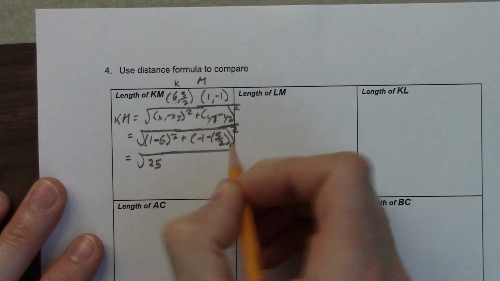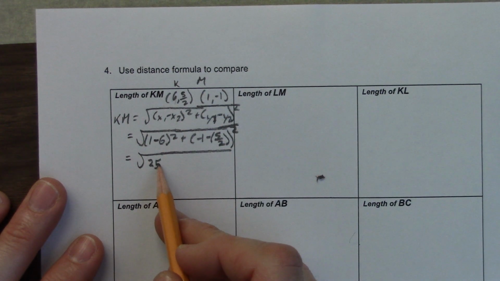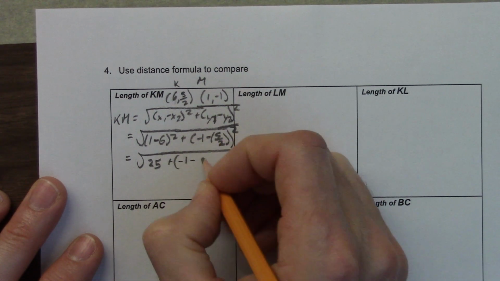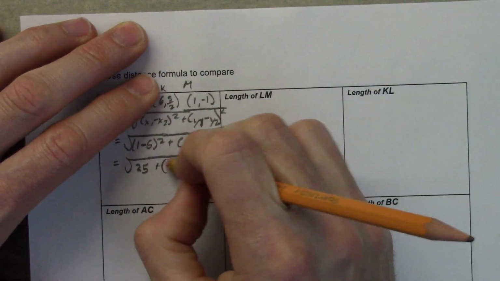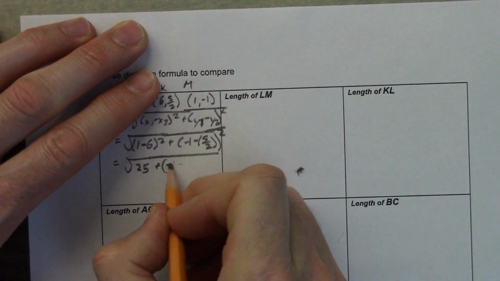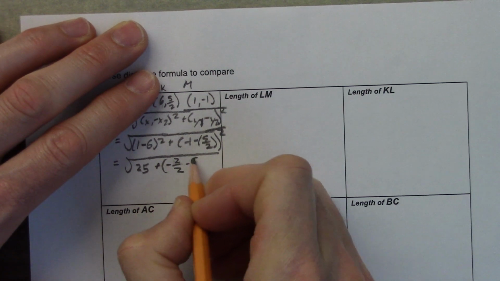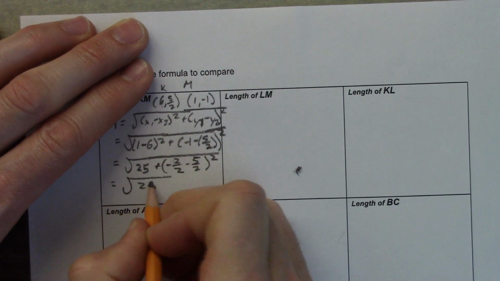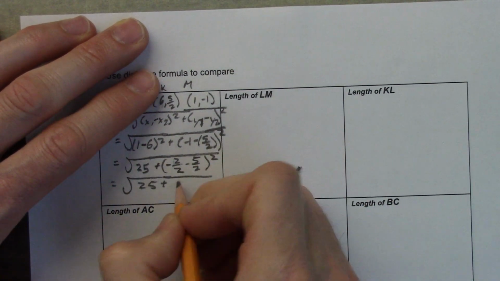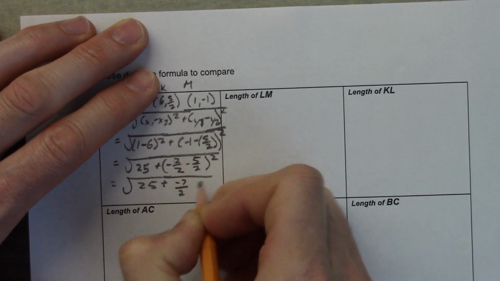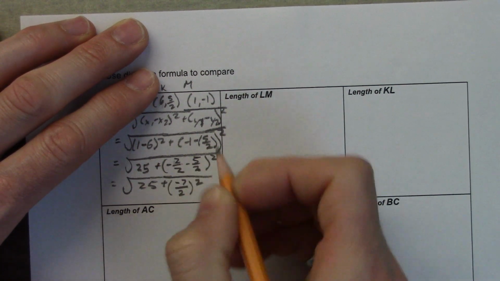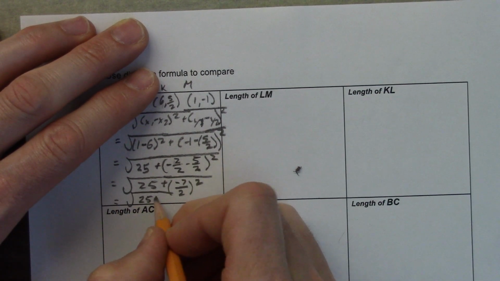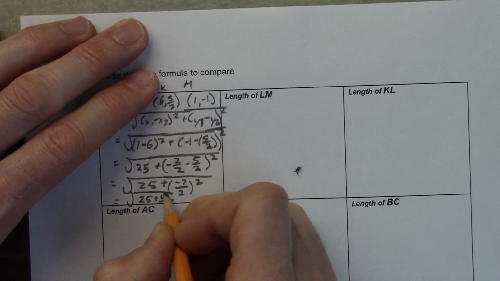This is going to be -5 squared is 25. And this is going to be -1 minus 5/2. So let's go with a common denominator of 2/2. So -2/2 minus 5/2. All of that squared. So we get square root of 25 plus -2 minus 5 is -7/2. Squared. 25 plus 49/4.